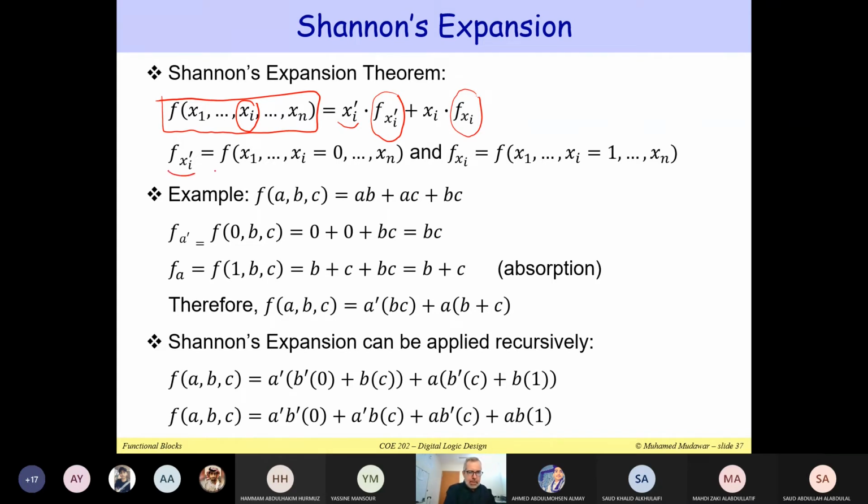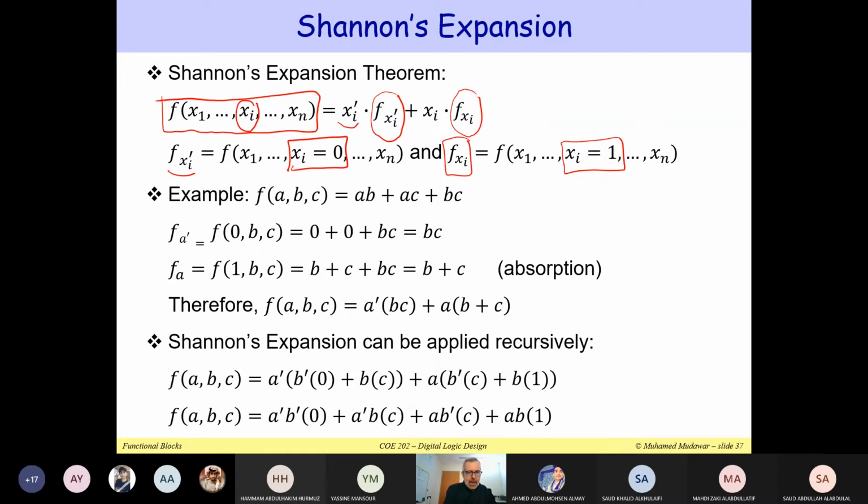So f_x prime here means that x_i equals 0. And f_x_i means that we substitute in the expression x_i equal to 1. So now, let me give you an example.